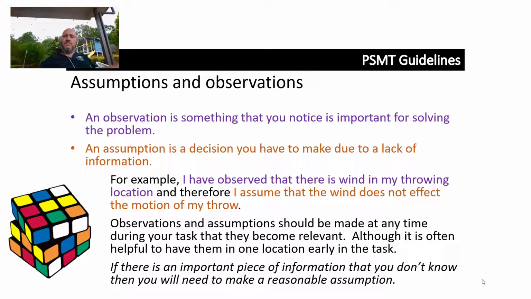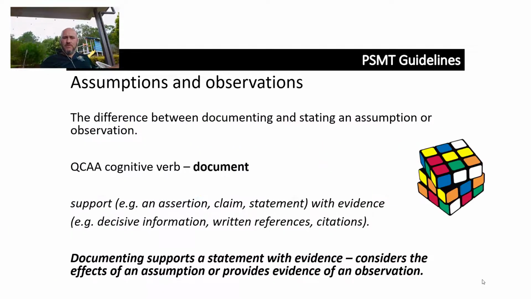Observations and assumptions are typically tied together as well. Not always, but you'll often make an observation and therefore make a relevant assumption associated with that. You'll see here on the page I've got, for example, I've observed that there is wind in my throwing location. So if you've got a projectile motion math methods task, and therefore I'll assume the wind does not affect the motion of my throw. So there's just a really simple example.